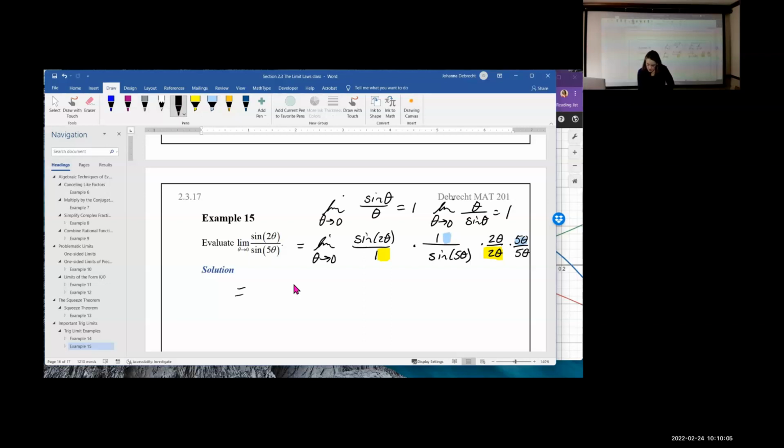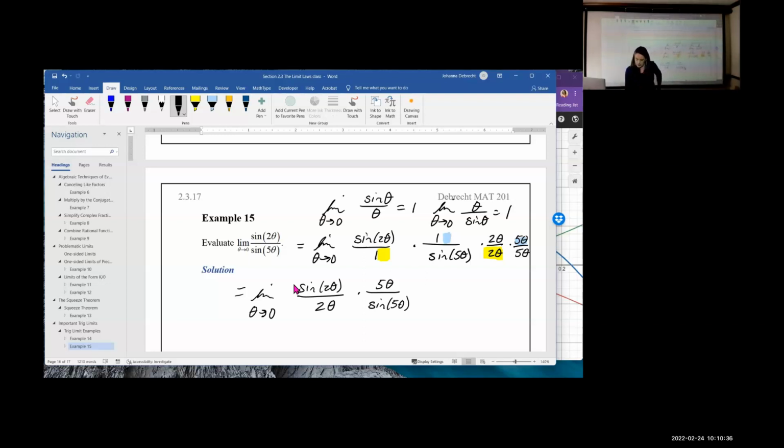So now we have the limit as theta goes to 0 of sine of 2 theta. Notice the argument matches what's in the denominator, over 2 theta, times 5 theta over sine of 5 theta. The argument and the other part of the fraction have to be identical. So if this is 2 theta, this has to be 2 theta. If that's 5 theta, that has to be 5 theta. They have to match, right?